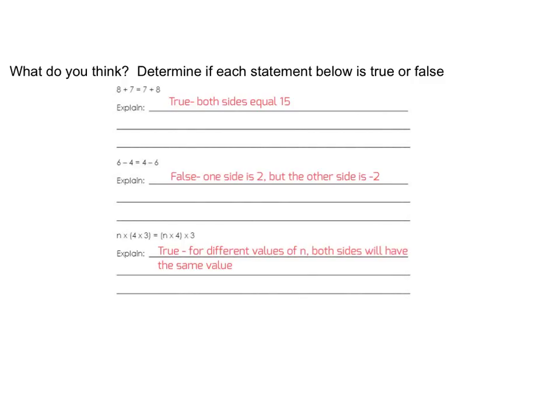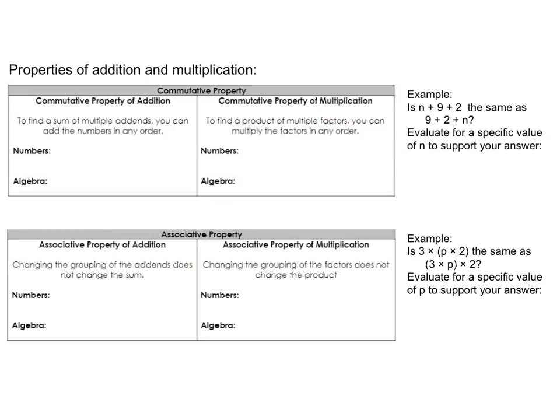All right, let's talk a little more technically about the properties that allow us to have equivalent expressions. So go ahead and turn to the next page. We have some properties that tell us things we can do with numbers and expressions that make them equivalent. The first property is called the commutative property of addition. It says to find a sum of multiple addends, you can add the numbers in any order.